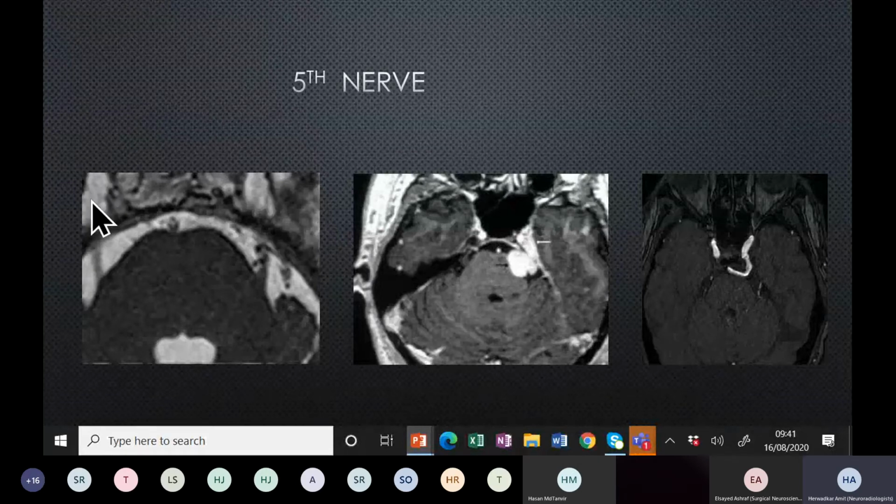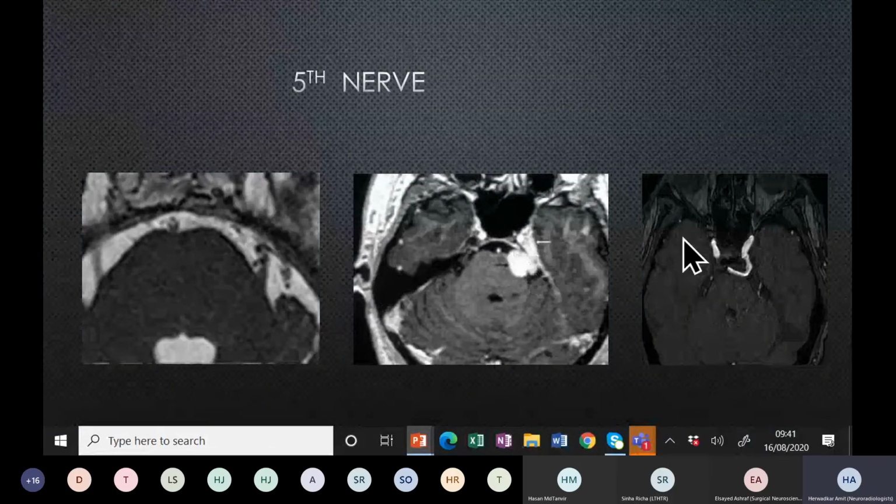Here, this Meckel's cave is bright, CSF containing. This Meckel's cave is also bright, CSF containing. And this patient has got a tumor over here because the tumor has started from the trigeminal nerve, and this patient has got a schwannoma. If anyone can spot the diagnosis and want to give the answer on the chat, this is a time of flight MR angiogram.